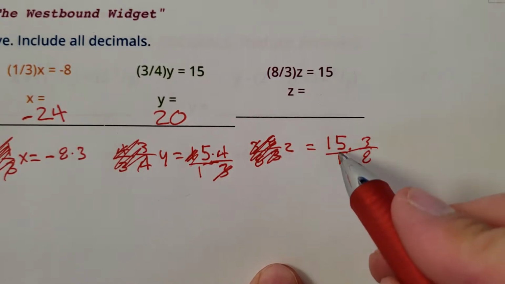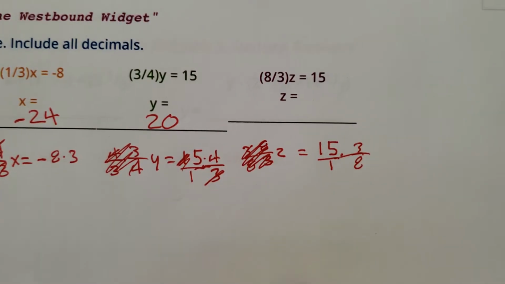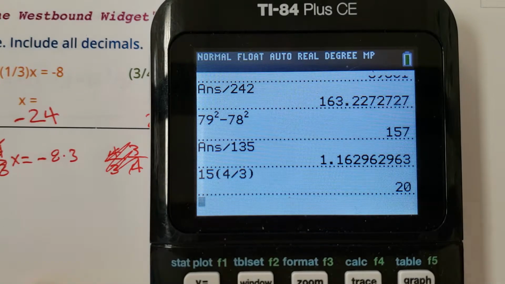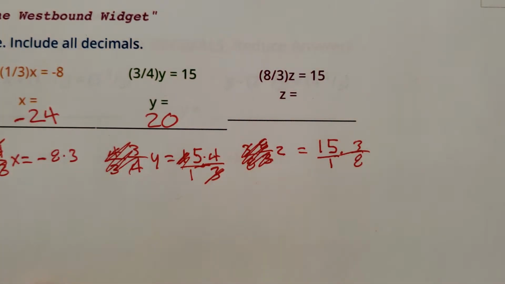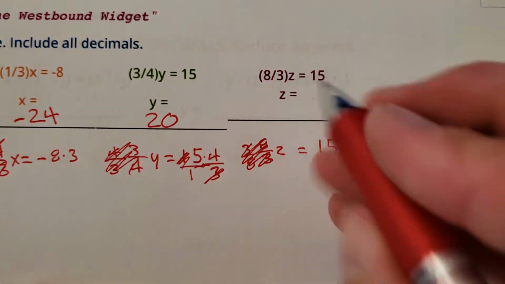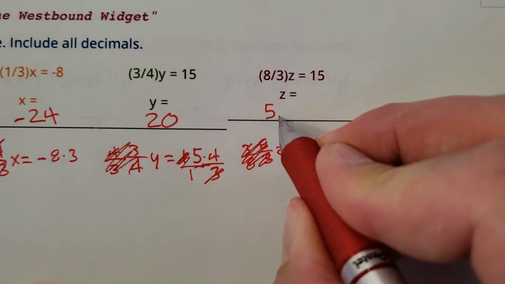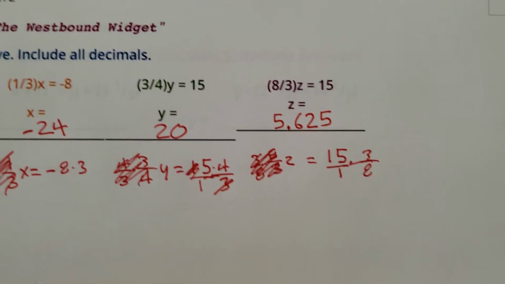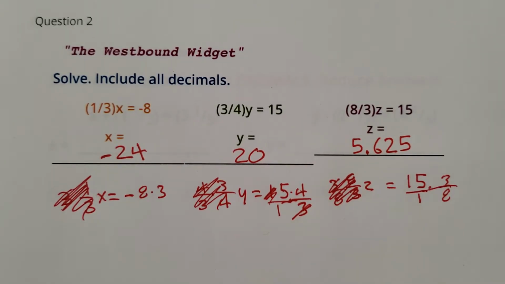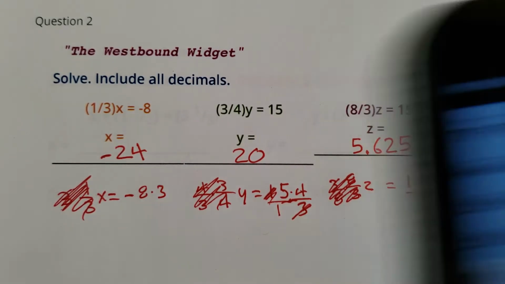All right, what we got here? Ooh, 15 times 3/8. Ew. It says include all decimals. That's not that bad. z is going to be 5.625. There we go. Pretty sure I made this work out. We're not going to get super crazy, awesomely bad decimals.